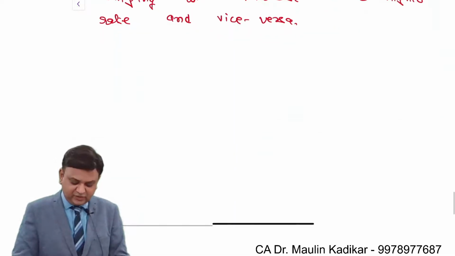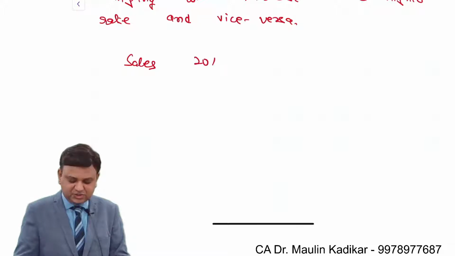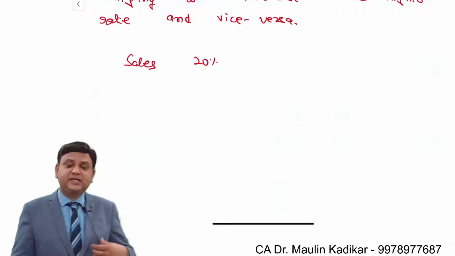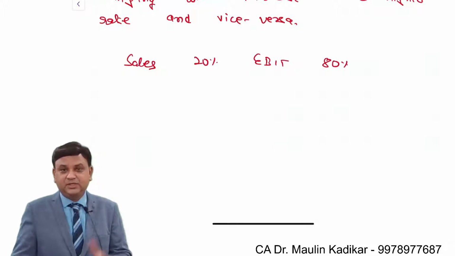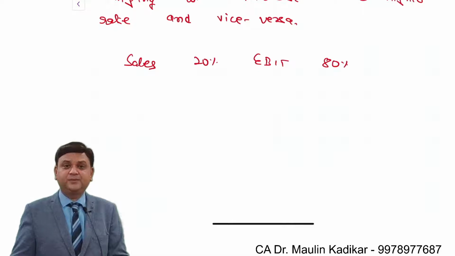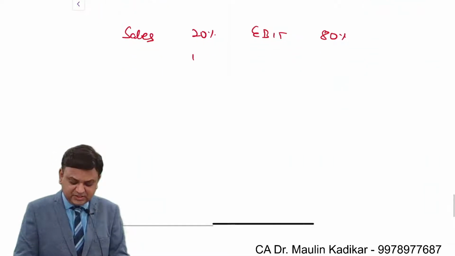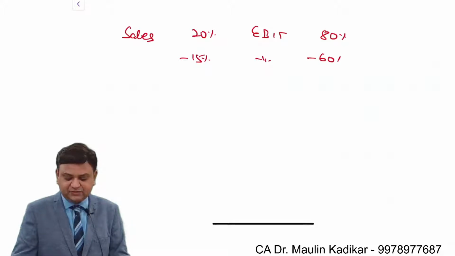Say, if the sales increases by 20%, and suppose you have selected plan B, then your operating income will increase by 80%. But the good story does not end over here. If there is a reduction in the sales by 15%, your operating income will have a reduction of 60%. So plan B is considered to have more risk.